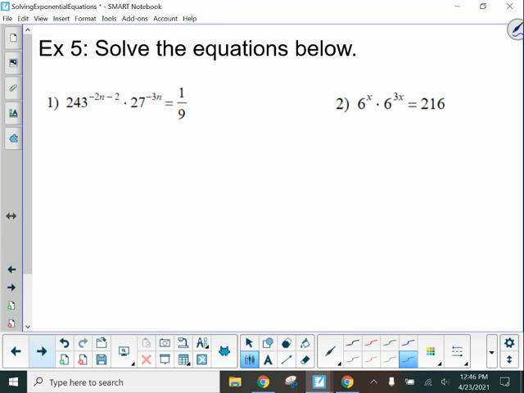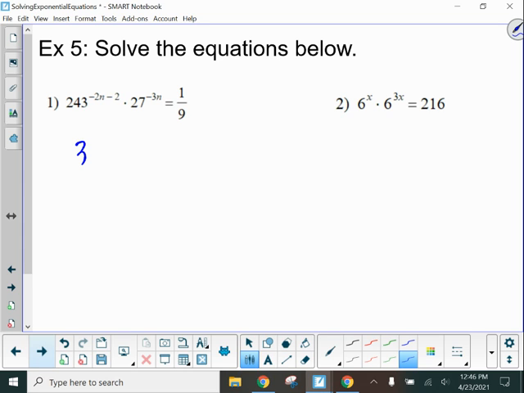This next one has two different equations in here, and this is introducing a concept we haven't used yet. We're going to be using some additional properties of exponents. So you still want to go into this with the goal of writing everything as the same base. And with number 1 here, we're going to write these all as base 3.